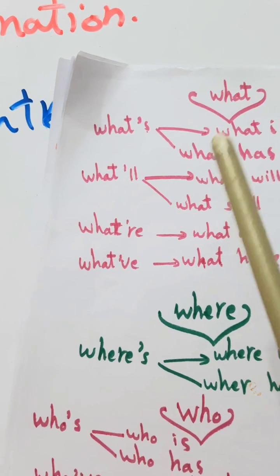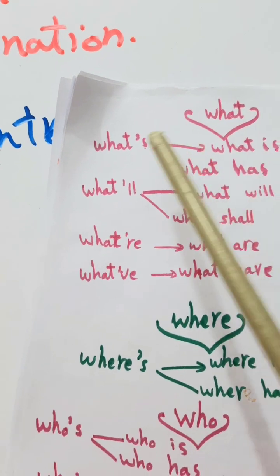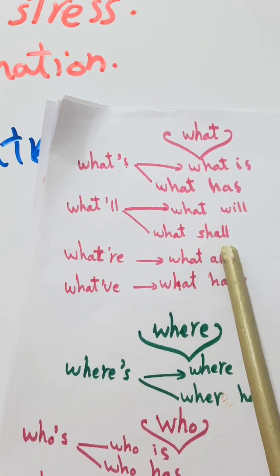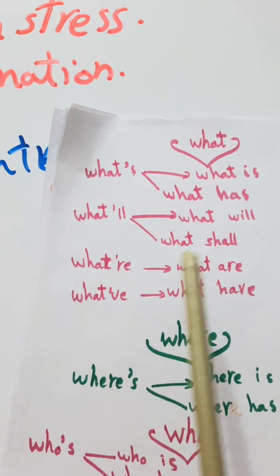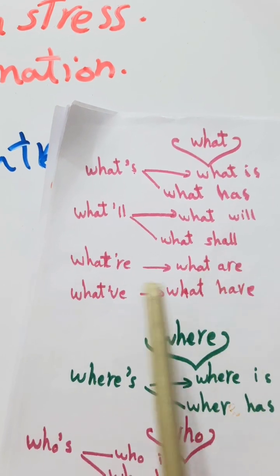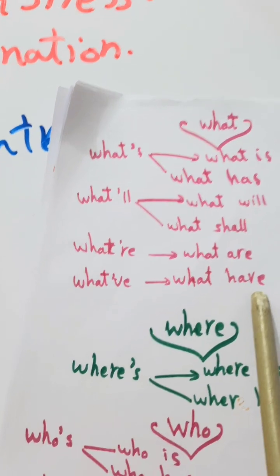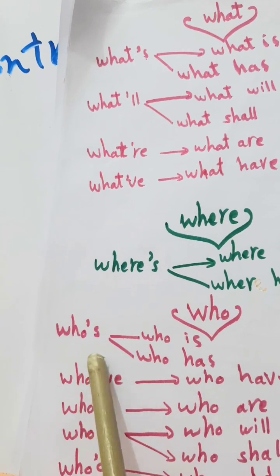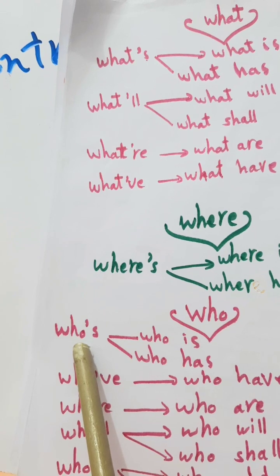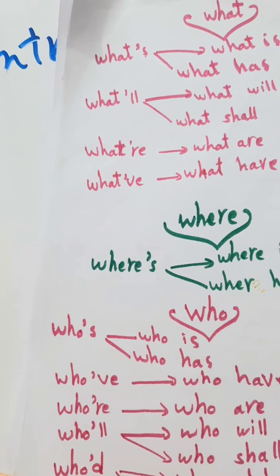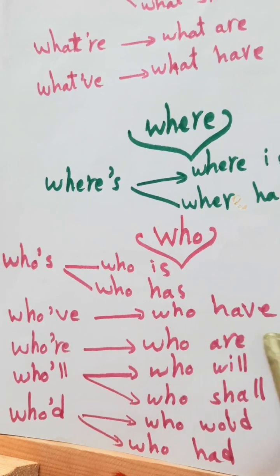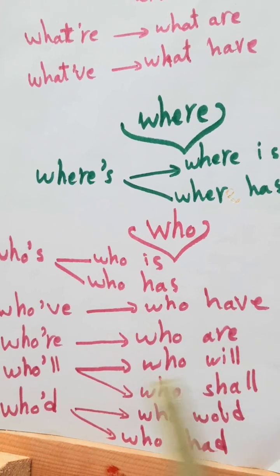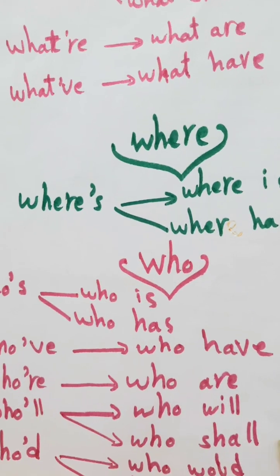You should also focus on WH questions like what, what's, for what is or what has, what'll, for what will or what shall, where, what're, for what are, what've, for what have, where's, for where is or where has, who, who's, like the word whose, instead of who is or who has, who've instead of who have, who're instead of who are, who'll instead of who will or who shall, who'd for who would or who had.